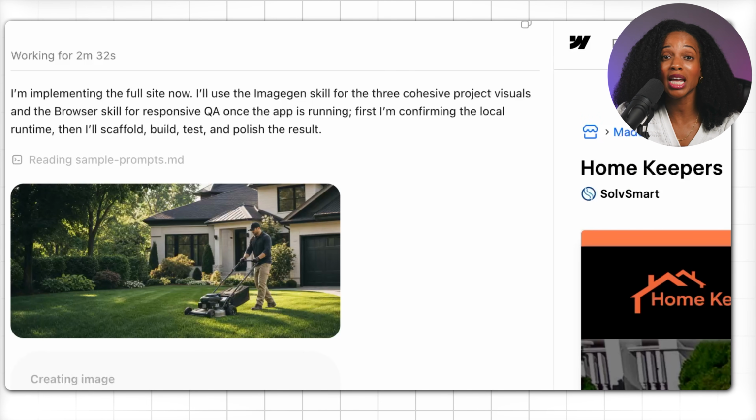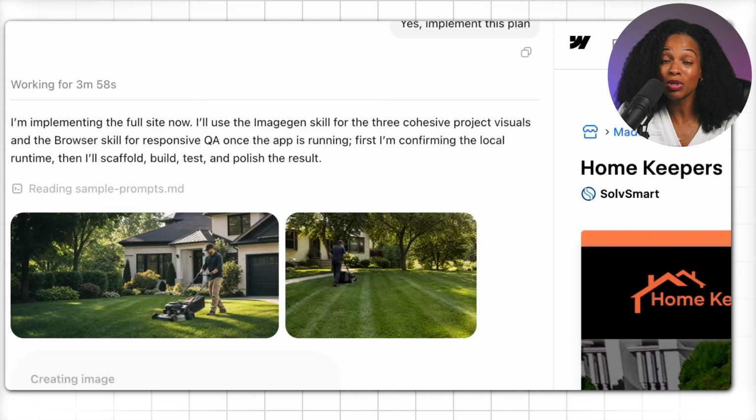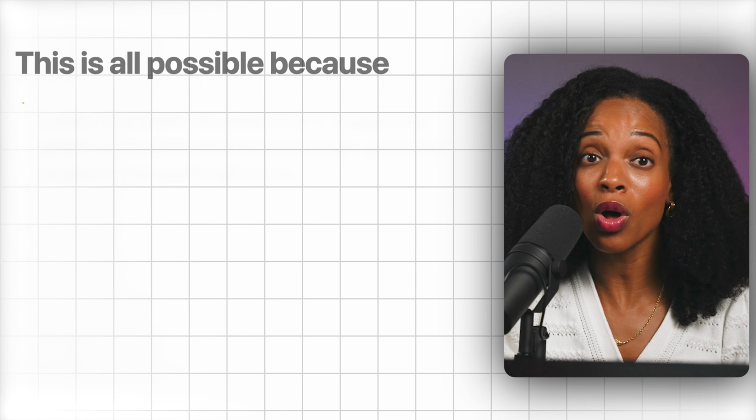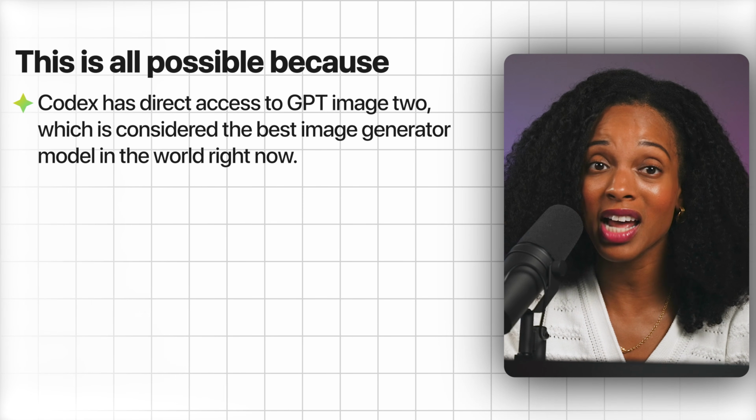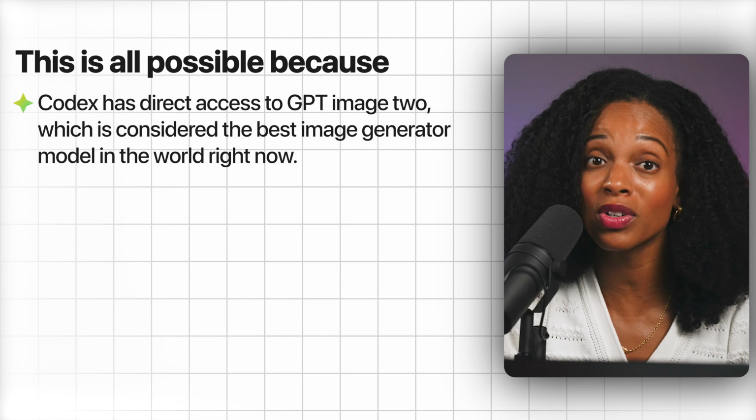Now Codex is setting up the whole project, the pages, the components, the styling, the navigation, the quote form. When I create projects in Claude Code, I upload my own images because Claude doesn't have its own native image generator. But look at this, ChatGPT is first creating the images that are actually going to go on our website. It's not just dropping gray placeholders in. And these images look really nice so far. This is all possible because Codex has direct access to GPT Image 2, which is considered the best image generator model in the world right now.